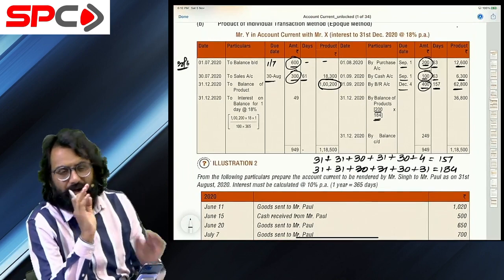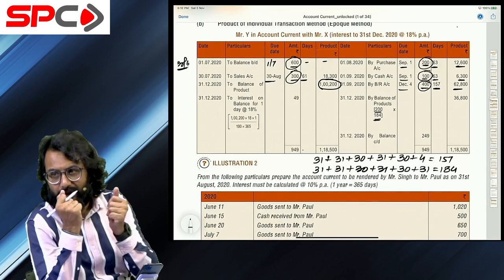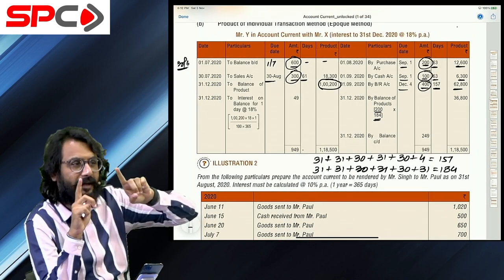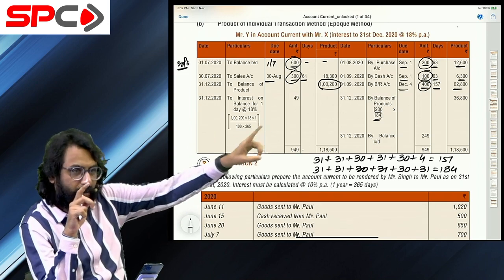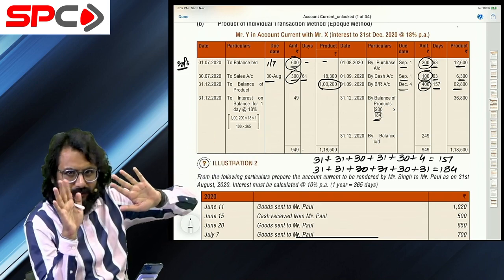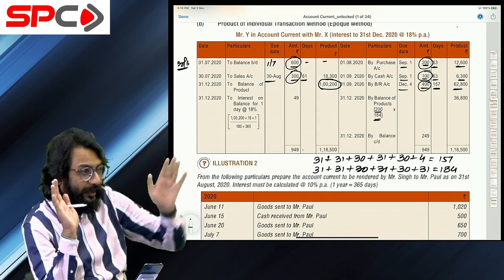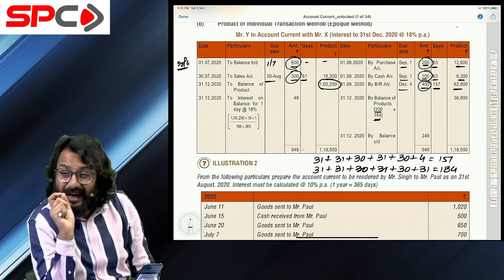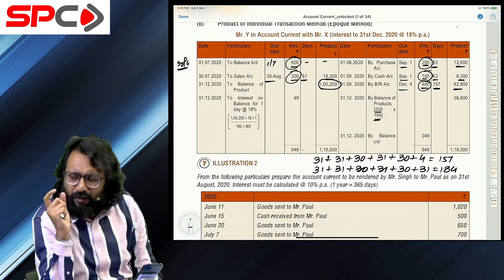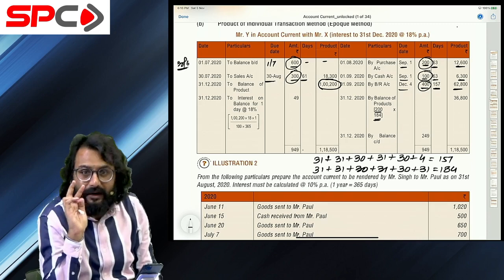What you have to do is in backward method. What you have to do? Everyone, you have to first understand that from the beginning to the date of transaction or due date. Due date is more better. So I calculated those days. Now, at the end, you have to calculate the balance. Forward method is easy. Backward method is little critical.